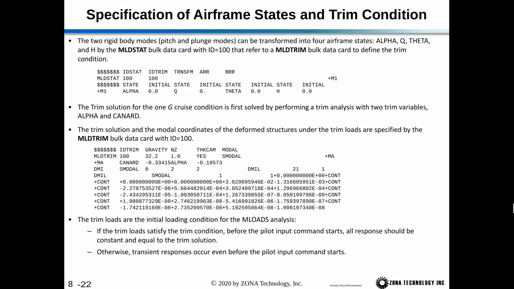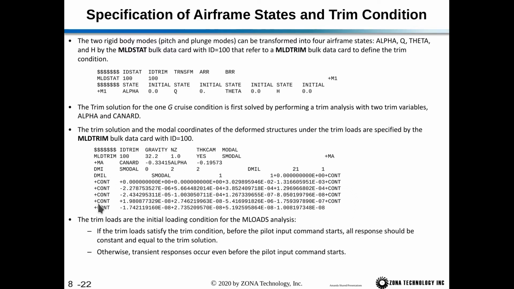Now the trim solution for the 1G cruise condition is first solved by performing a trim analysis with 2 trim variables, alpha and canard. The trim solution and the modal coordinates of the deformed structure under the trim loads are specified by the MLDTRIM card with ID 100 here. So our gravity term is 32.2. We have an NZ of 1. Thick cam, as I said, always set that to yes. And then our modal solution is supplied to us from the trim analysis.